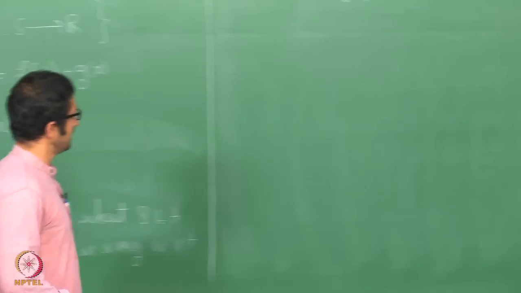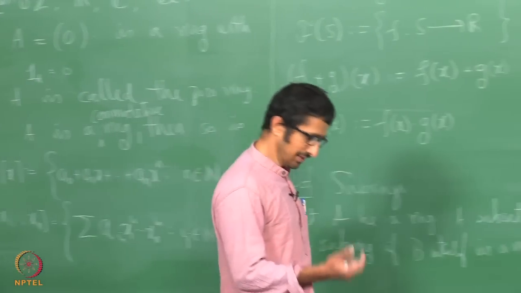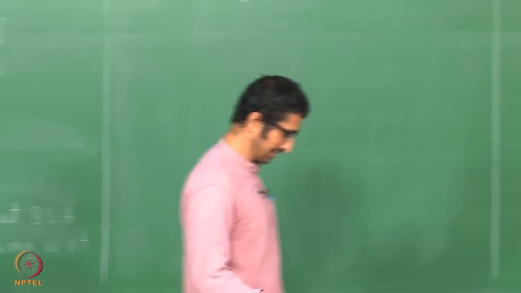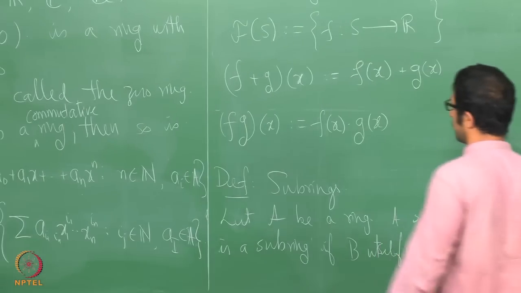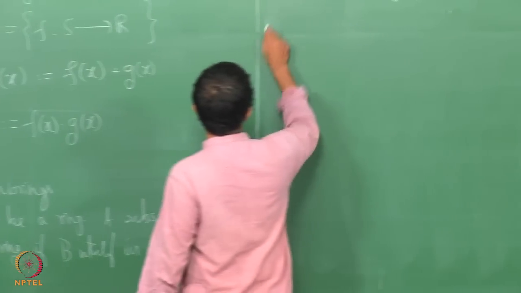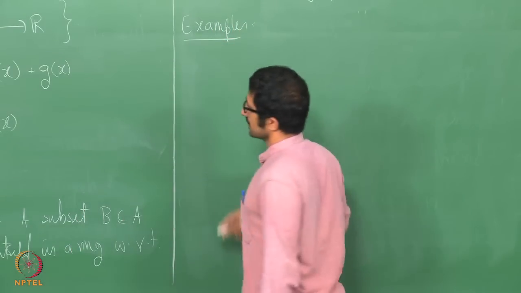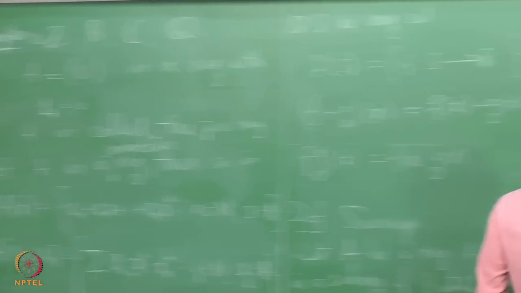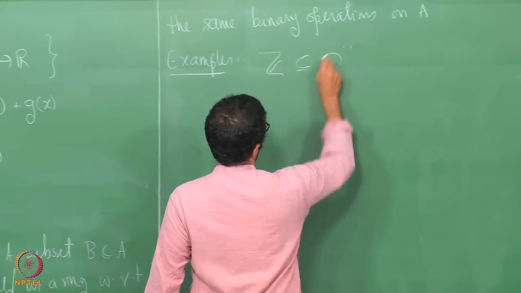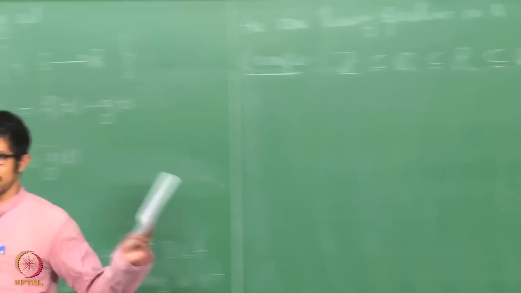I will come to the reason why we are not very strict about it. I will come back to that a little later. So, quickly, some examples of subrings. Some examples. All of them are subrings of C.